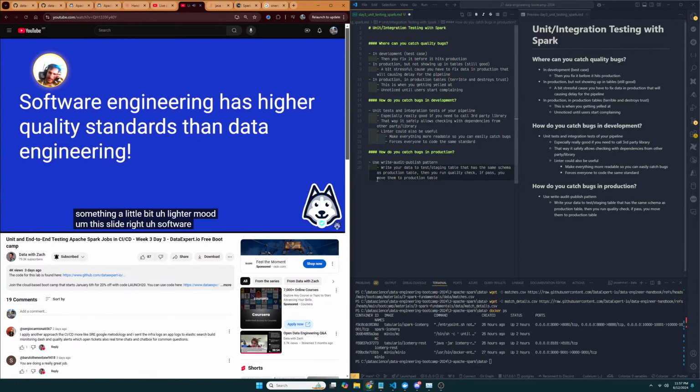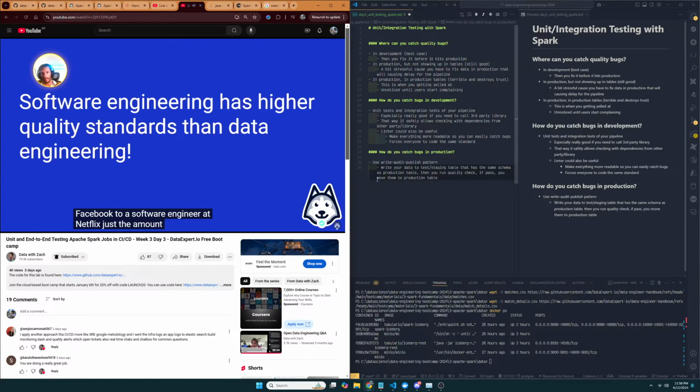This slide, right? Software engineering actually has higher quality standards than data engineering, and that might sound bold to some of you, but it's 100% true. I found this to be the case, especially as I transitioned from being a data engineer at Facebook to a software engineer at Netflix.